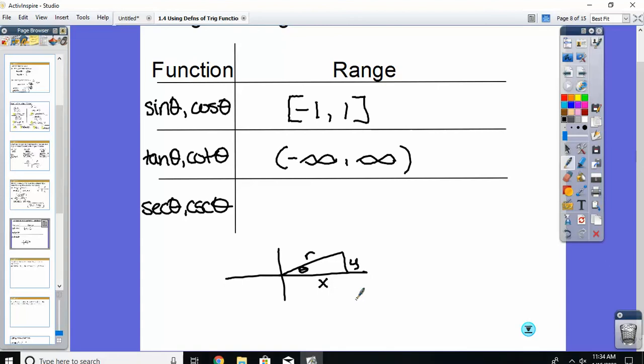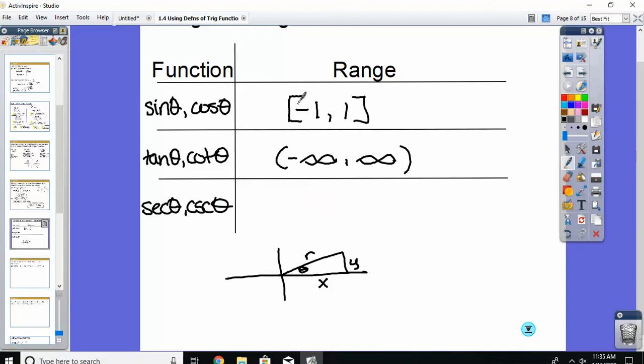Secant and cosecant. Okay, secant. That's r divided by x. So if you take a number and divide by something smaller than it, what kind of answer do you get out? Bigger than 1. Okay, same thing with cosecant. R over y. You're going to get something bigger than 1. Could be positive or negative depending on the quadrant. Can also be positive or negative 1 if you're landing on an axis.